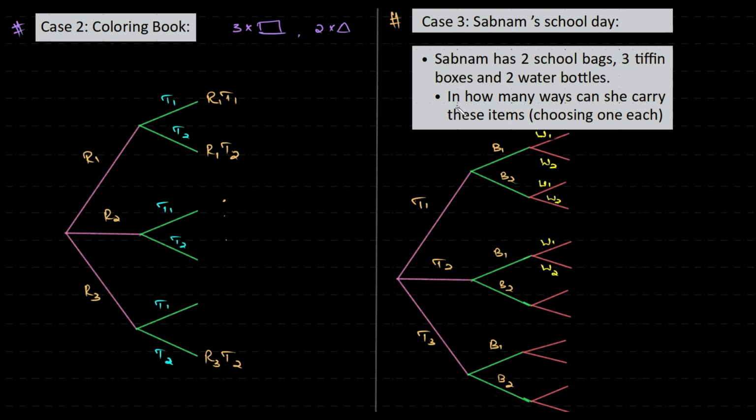That's what the fundamental principle of counting tells us. We just have to multiply that. That will be our final answer. So let's write the final answer, something like this, ending with, say, this. So here in this branch, the kid is choosing tiffin 1, bag 2, and water bottle 1, right? So that's how you make use of a tree diagram. We can see that we'll end up with the same answer, 12 ways, just by either multiplying or drawing.